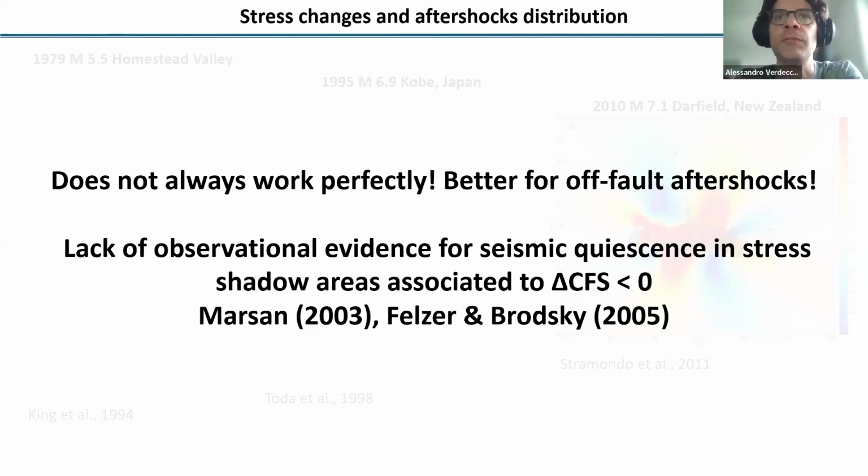And David knows better for sure, and he has done a lot about this topic. While we see quite good observations in terms of the relationship between nucleation of aftershocks and increase of seismicity in areas of stress increase, there is not so much evidence about the opposite. So we expect an increase in seismicity rate in areas characterized by stress increase. Therefore, we also expect a decrease in seismicity rate in areas characterized by negative stress changes. This is not often the case, and if you're interested in this topic, you can look at the David paper in 2003 and Felzer and Brodsky in 2005.